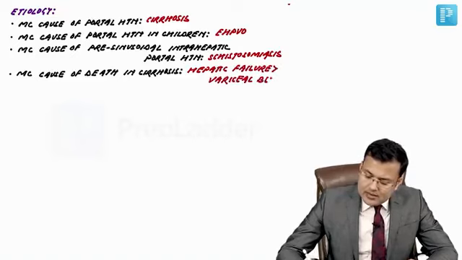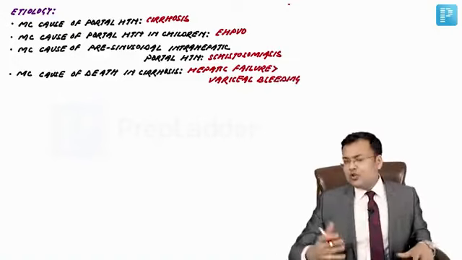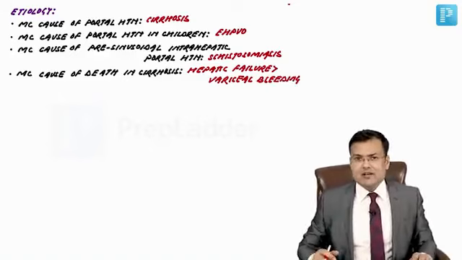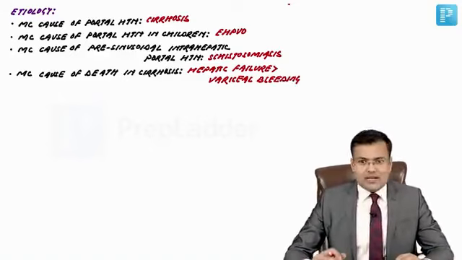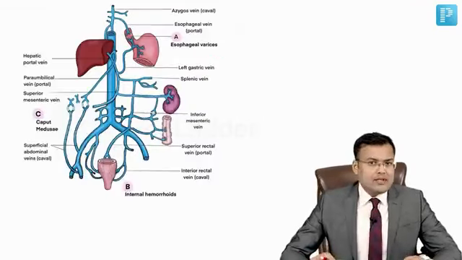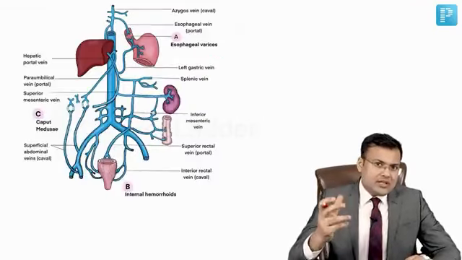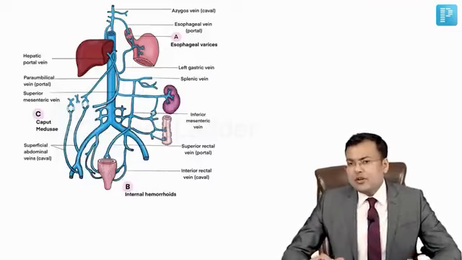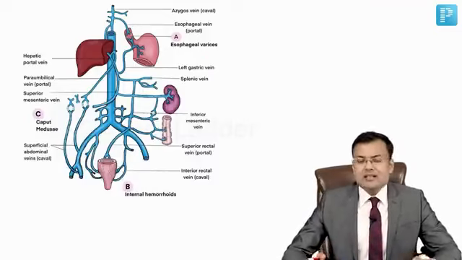Variceal bleeding. Sometimes it has been seen that variceal bleeding is going to precipitate hepatic failure. So the most common cause of death is hepatic failure, followed by variceal bleeding. Now what happens in patients of portal hypertension? Whenever the portal pressure is raised, generally the cause is obstruction, or because of increased resistance there is increased pressure.